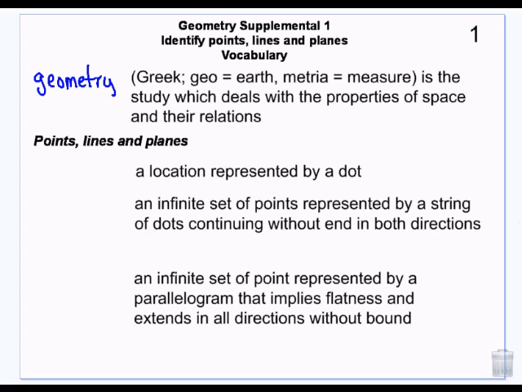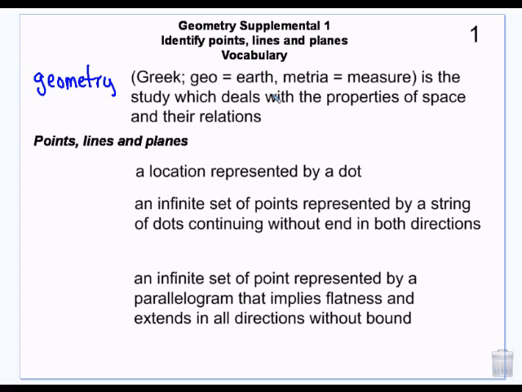We study what's called Euclidean geometry. There was a Greek mathematician named Euclid, and in 300 BC, he collected all of the known information about geometry into a single book called The Elements, and it was the very first math textbook that ever existed. And so that's why it's called Euclidean geometry, even though he didn't come up with everything, he was the first person that put it all together.